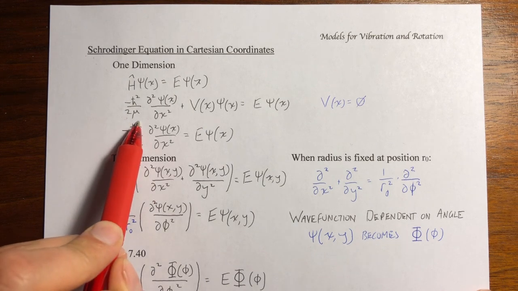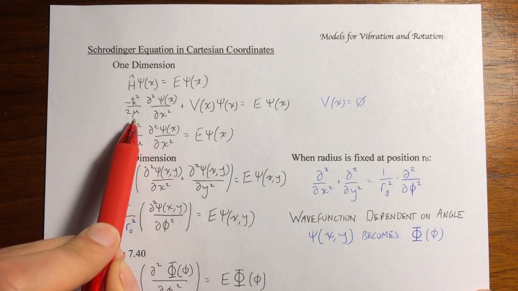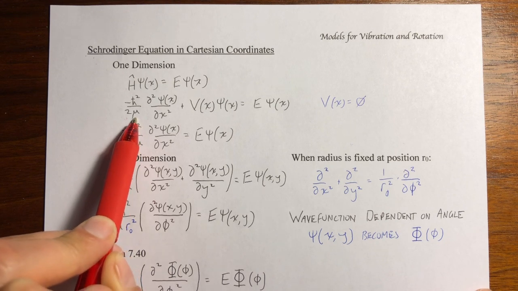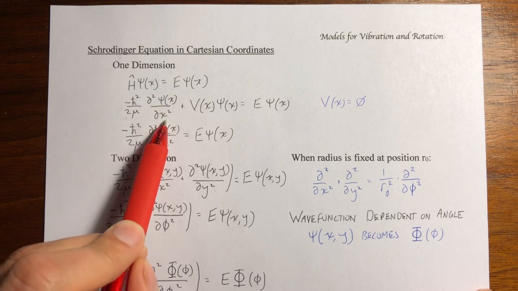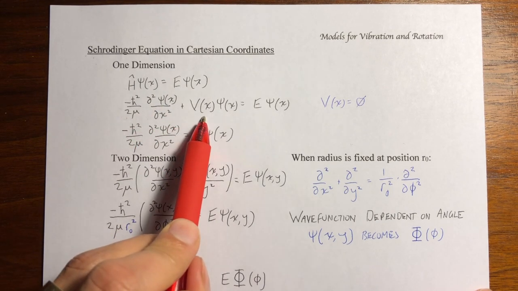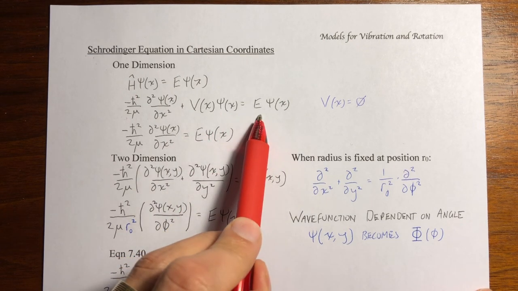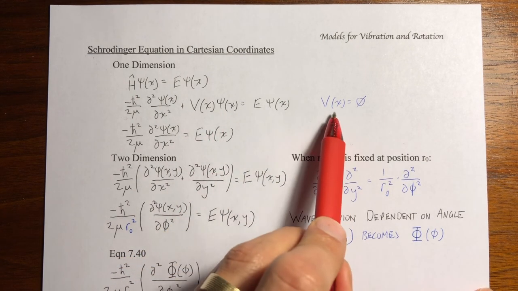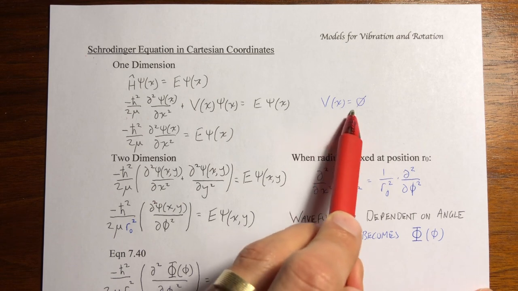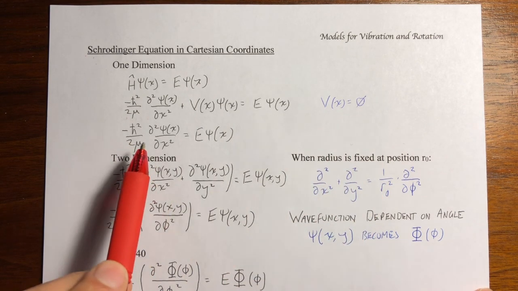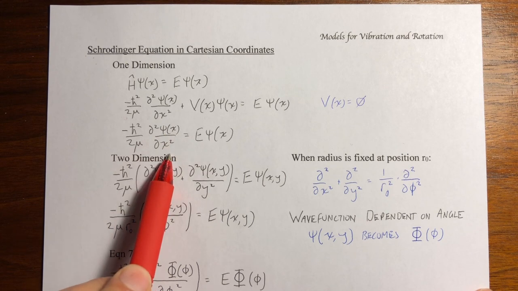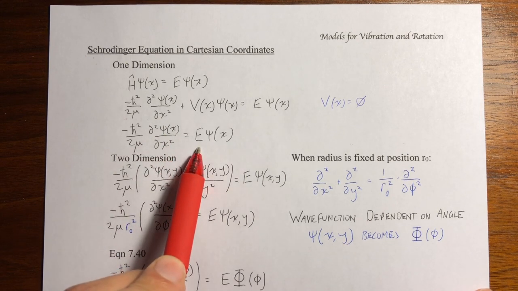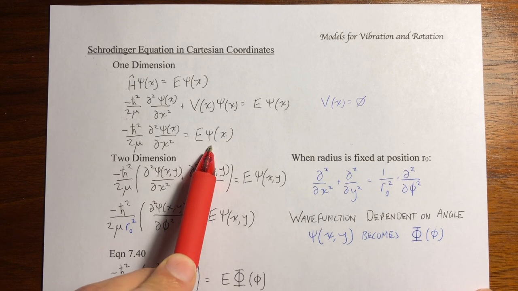So we have negative h bar squared divided by 2 times our mass, and our mass is the reduced mass. If this were a particle in a box, this would be m, times the second derivative of psi of x with respect to x, plus V of x times psi of x is equal to energy times psi of x. Now the potential energy, V of x, is equal to 0. It's all kinetic. So our equation simplifies to negative h bar squared over 2 mu times the second derivative of psi of x with respect to x is equal to E, our energy eigenvalue, times psi of x, our eigenfunction.